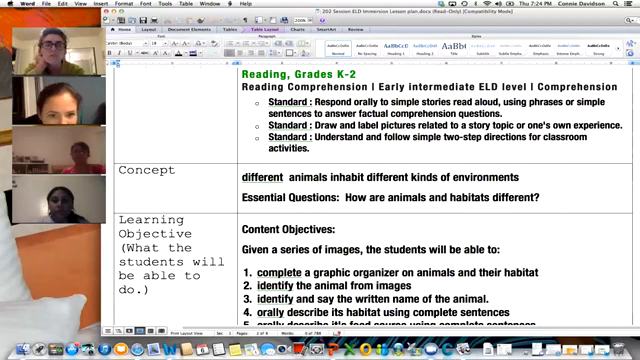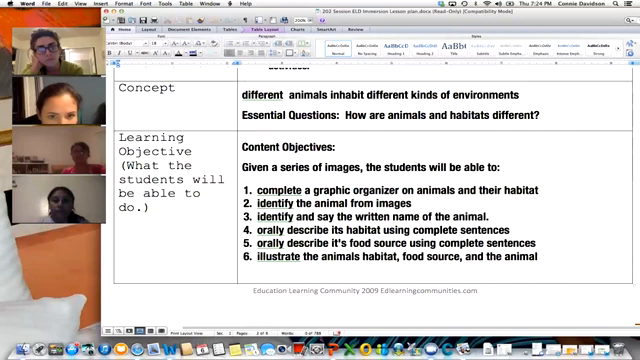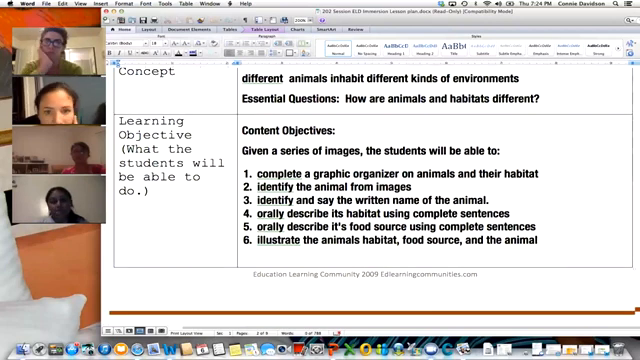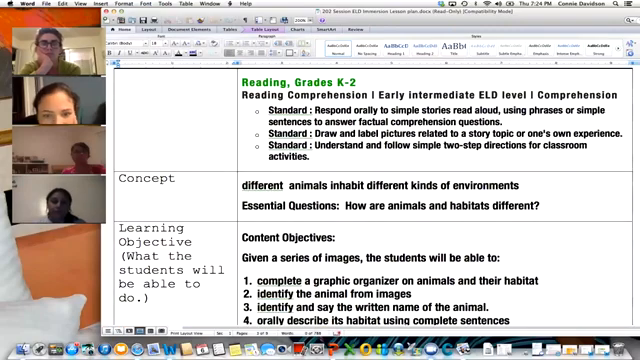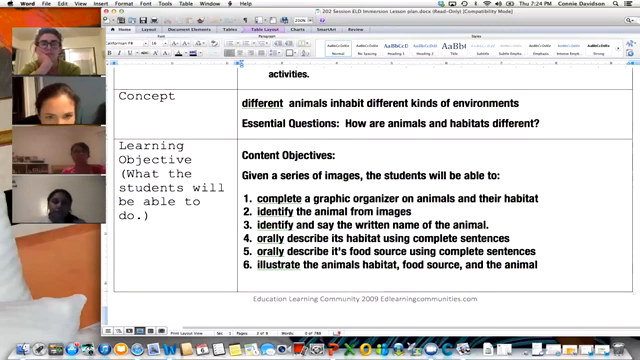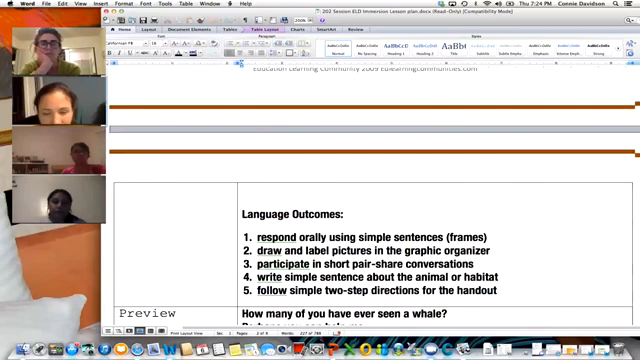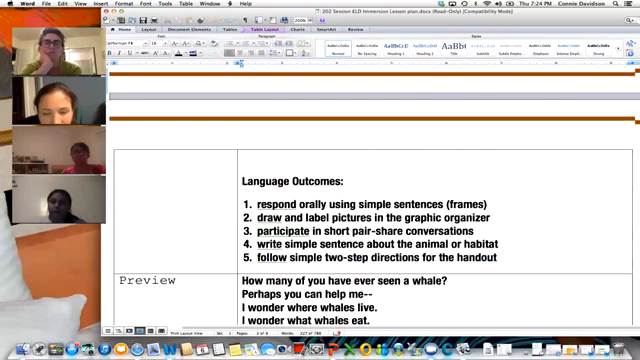Then you have whatever the concepts are, that part you've got out of the LPA, and your lesson objectives. So this says, given a series of images, the students will be able to complete an organizer, identify animals, orally describe, illustrate, whatever it happens to be. This is the language objective. If this is the content objective, then I have to figure out how they are going to use their language to meet that content objective.